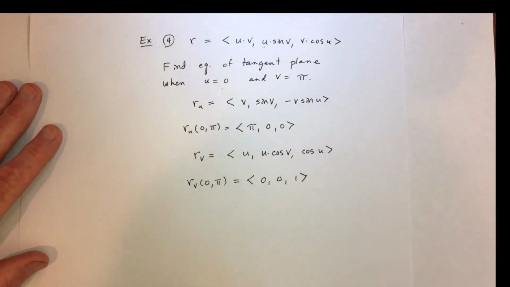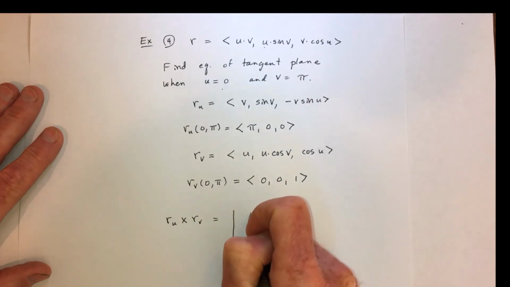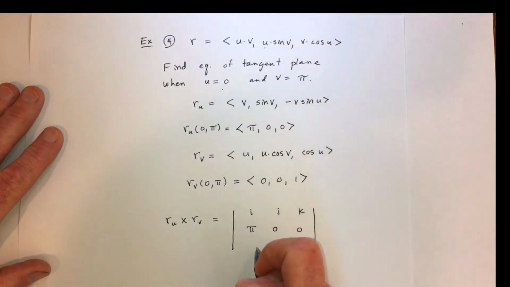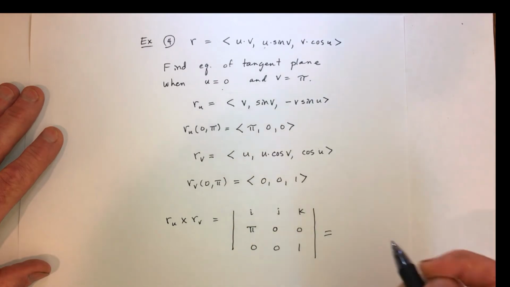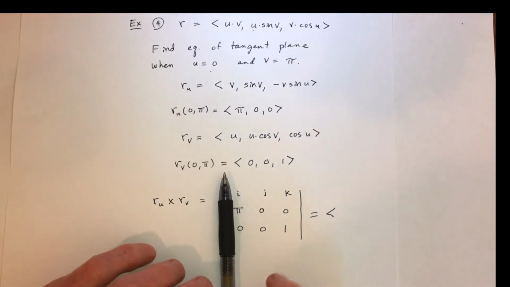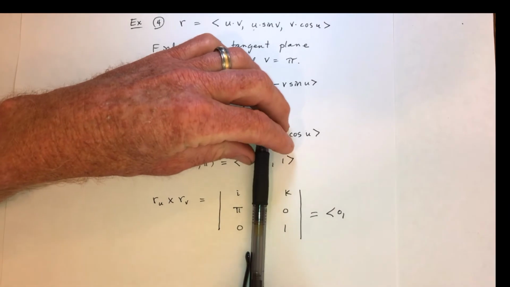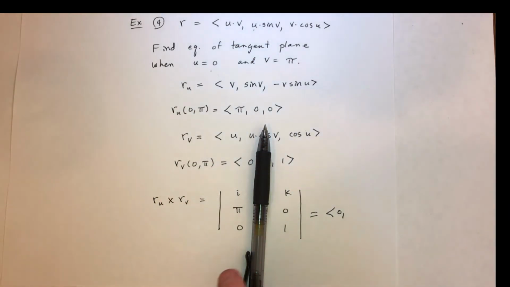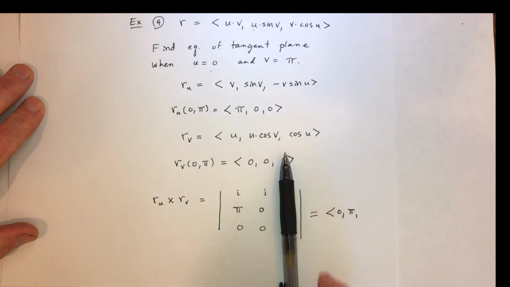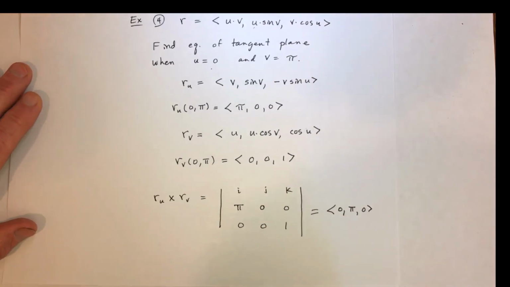And then we need the cross product. So then r_u cross r_v, we've got the i, j, and k, and then pi, 0, 0, and 0, 0, 1. So what is that? When you cover up the i, then that would be 0 minus 0. When you cover up the j, that diagonal would be pi minus 0. And then when you cover up the k, that would be 0 minus 0. So now we have the vector that we need. We just need the point.